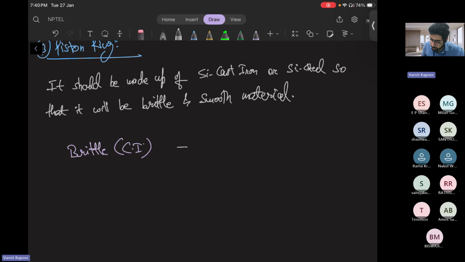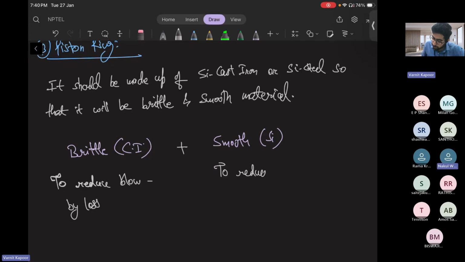Plus, if you add silicon in it, it provides smoothness. Smoothness is provided by silicon to reduce friction losses. So brittle is to reduce blow-by loss, and smooth is to reduce friction losses. Silicon is nothing but a carbon chain, and you know the layering of the carbon from the chemistry part. Self-lubrication properties are there.